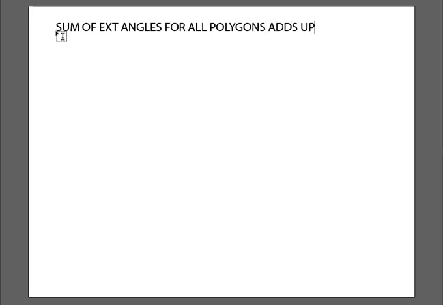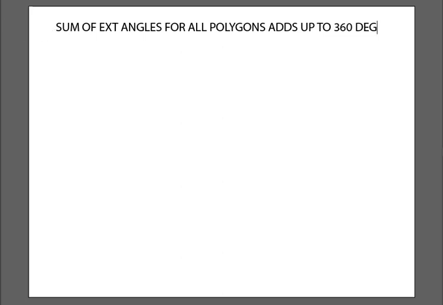Sum of exterior angles for all polygons, they add up to what? They add up to 360 degrees. Not 365, 360 degrees, right? The sum of exterior angles for all polygons adds up to 360 degrees.